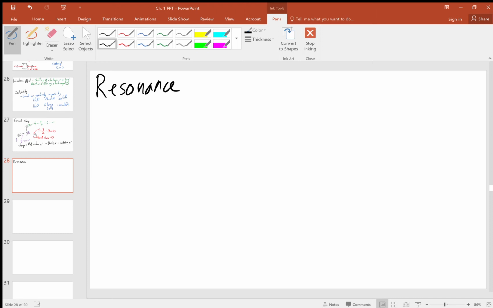So first of all, what do we mean by resonance? So what I'd like you to do is to pause the video in a moment and go ahead and draw the Lewis structure for the carbonate ion, CO3 2-. And come back and see what you get.